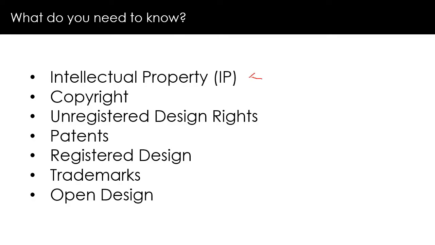You need to know, firstly, what intellectual property actually is, sometimes shortened to IP. You need to know what all of these are. These are all types of intellectual property rights: copyright, unregistered design rights, patents, registered designs, and trademarks. And then you also need to know about something called open design, which I think is really interesting. So we're going to go through each of these, what they are, a bit of information about them, and some examples.